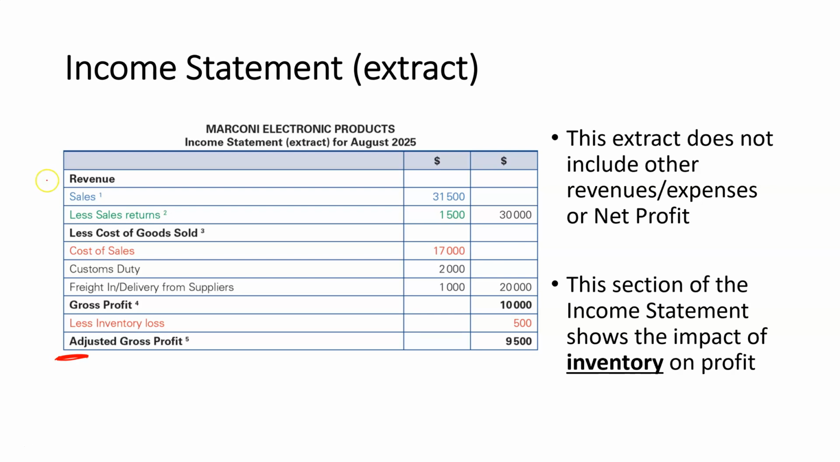So you can see that all of these different parts of this extract up to adjusted gross profit are showing all of the impacts of inventory: sales of inventory, sales returns of inventory, cost of sales for inventory, different costs associated to get inventory ready for sale, and also inventory loss or gain.